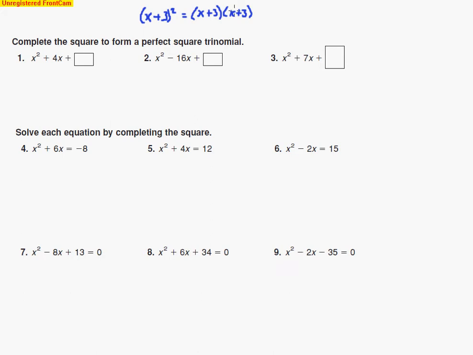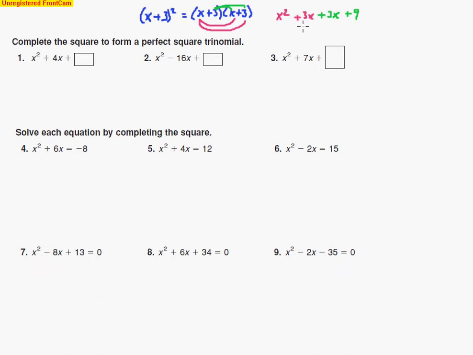So what I call this is the FOIL method. I multiply the first terms here. x times x makes the x squared. And we then multiply the x times this 3, and that makes a 3x. Then we move over to this 3 and multiply it. And so we have the 3 times the x makes another 3x. And this 3 times this 3 makes a 9. So what you'll notice about a binomial that's being squared, it makes a square trinomial.